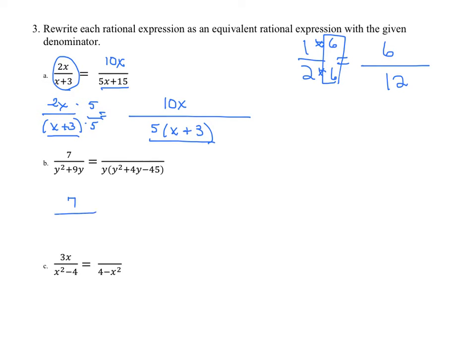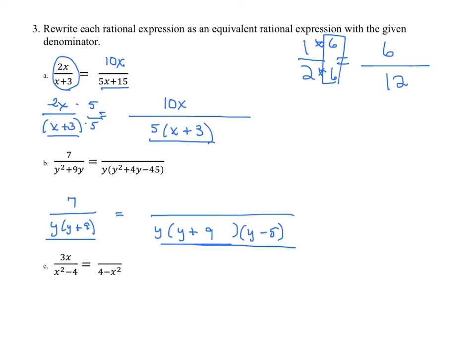Alrighty, but let's factor where we can here. We get y times y plus 9. And then we factor this sucker, right? Nice. Okay. Then I say to myself, self, how do I get from y times the quantity y plus 9 to this quantity? Well, you got to multiply by y minus 5. So I do that on the bottom, and I do it on the top, and I get 7 times y minus 5.